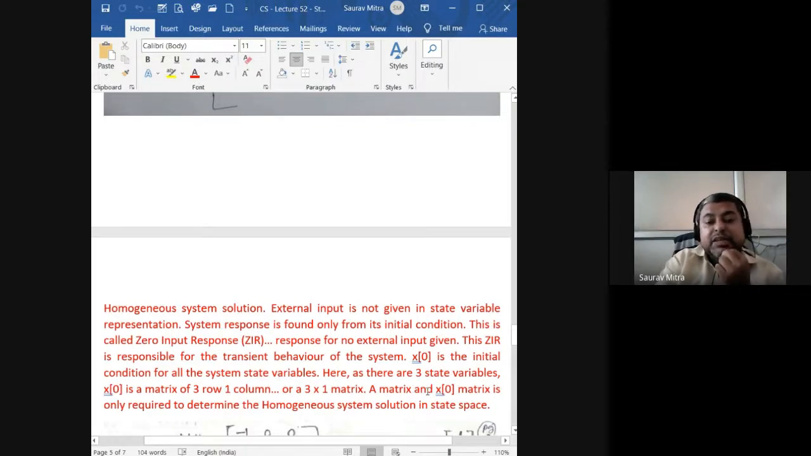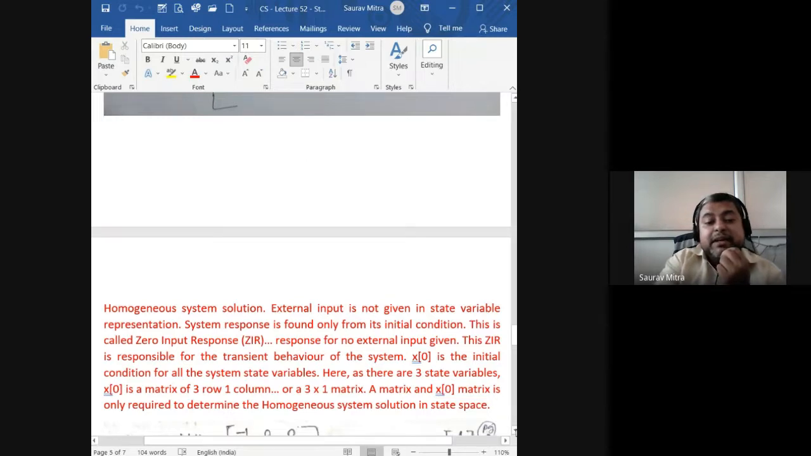Here there are three state variables. So in this numerical I'm going to show you, A matrix is 3 cross 3. That means there are three state variables, so x0 will have dimension 3 cross 1, that means 3 rows, 1 column. So x0 is always a column matrix, that you have to remember. The A matrix and x0 matrix are the only things required to determine the homogeneous system solution in the state space.